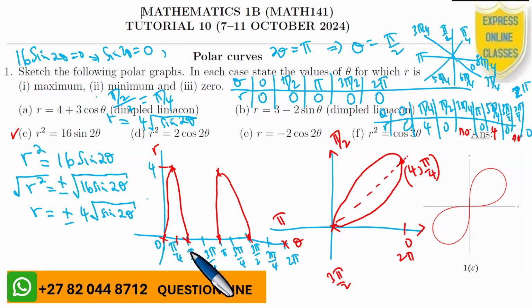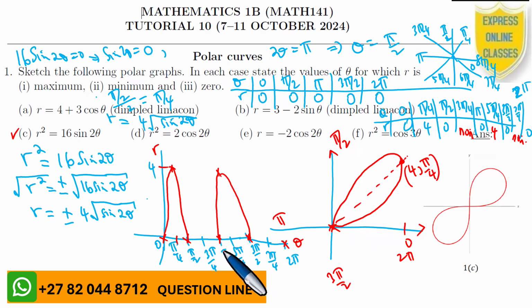And then between pi over 2 and pi, the graph is not there because you have non-real things. It's non-real there. Then at pi, the graph is 0. So at pi, you have 0.